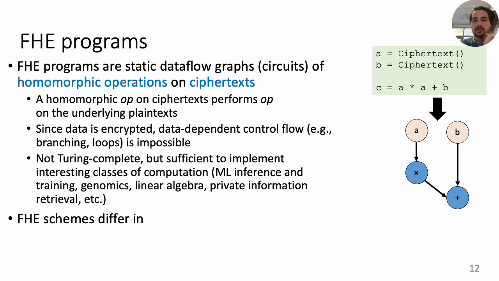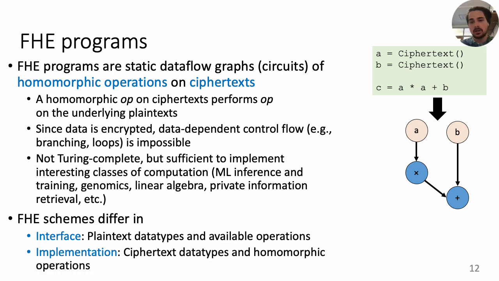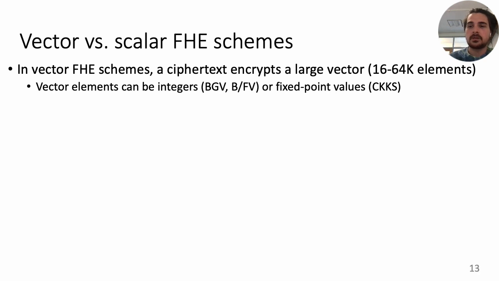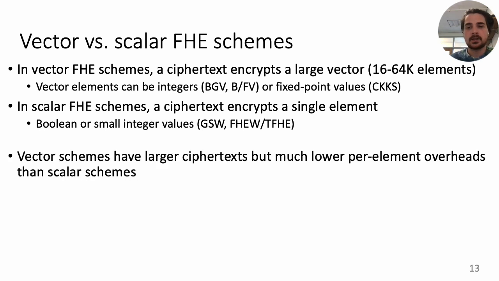There are many different implementations of FHE called FHE schemes. They differ in their interface, that is, which data types and operations they support, as well as their implementation, that is, how ciphertexts look and how homomorphic operations are applied. The two main types of FHE schemes are vector and scalar schemes. In vector schemes, each ciphertext encrypts a large vector of 16,000 to 64,000 elements. The vector elements can be integers or fixed point values. In contrast, ciphertexts in scalar schemes encrypt only a single value.